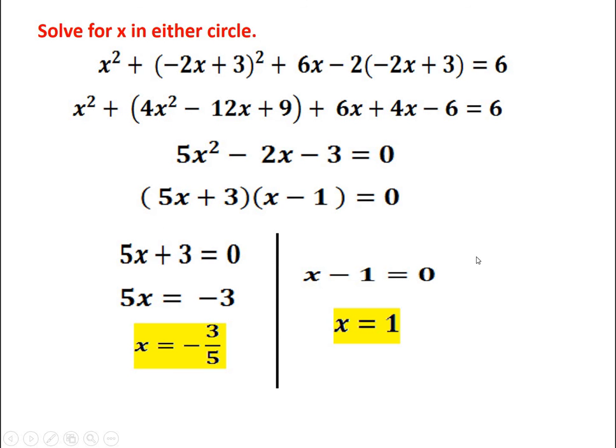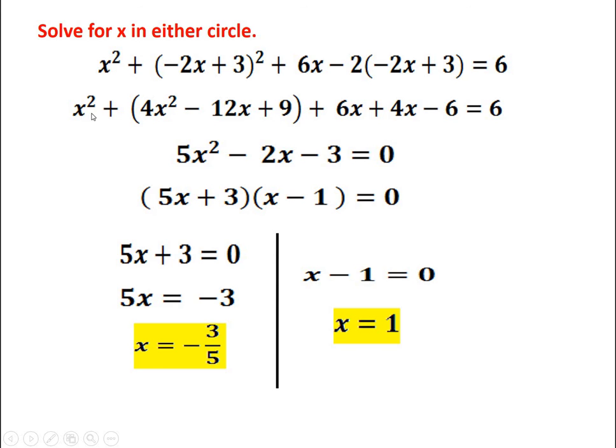Solve for x in either circle. So we have x squared plus the square of negative 2x plus 3, plus 6x minus 2 times negative 2x plus 3, equals 6. This negative 2x plus 3 is the value of y. And by substitution, using the equation of the circle, we can have this one. To express the square of binomial negative 2x plus 3, we have 4x squared, negative 12x, 3 squared is 9. So in here, just distribute by multiplication this negative 2. It will be positive 4x, negative 6.